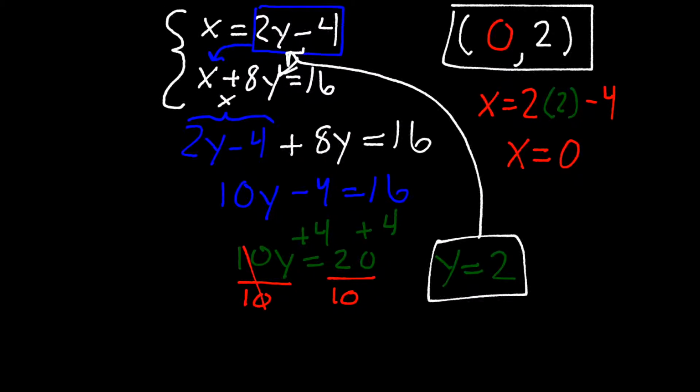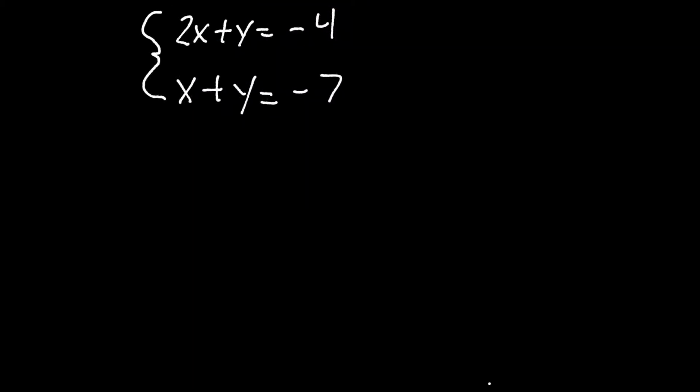Pretty nice. Now let's do one more that's a little bit tougher and see what we come up with. In our final example here, we have the following system of equations: 2x plus y equals negative 4, and x plus y equals negative 7.